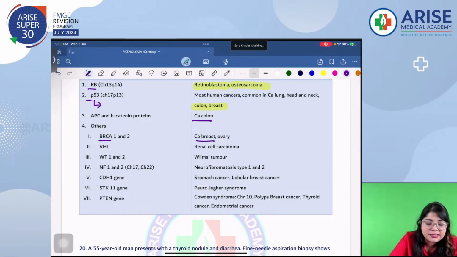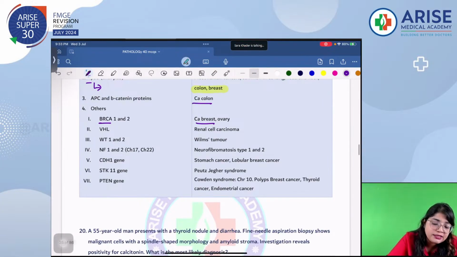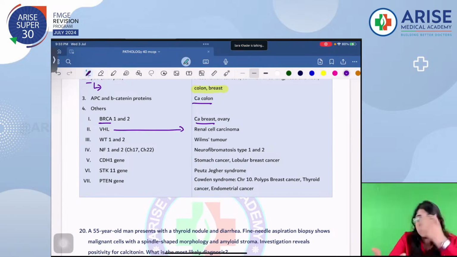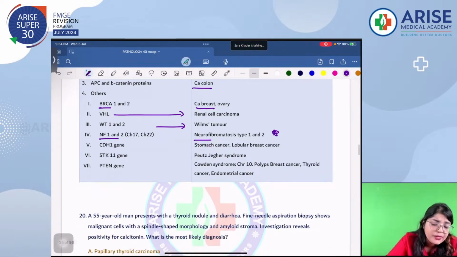BRCA1, it is breast and ovary. VHL is renal cell carcinoma. WT1, it is associated with Wilms. What about NF1 and NF2? Neurofibromatosis, again, very, very important for the exam.